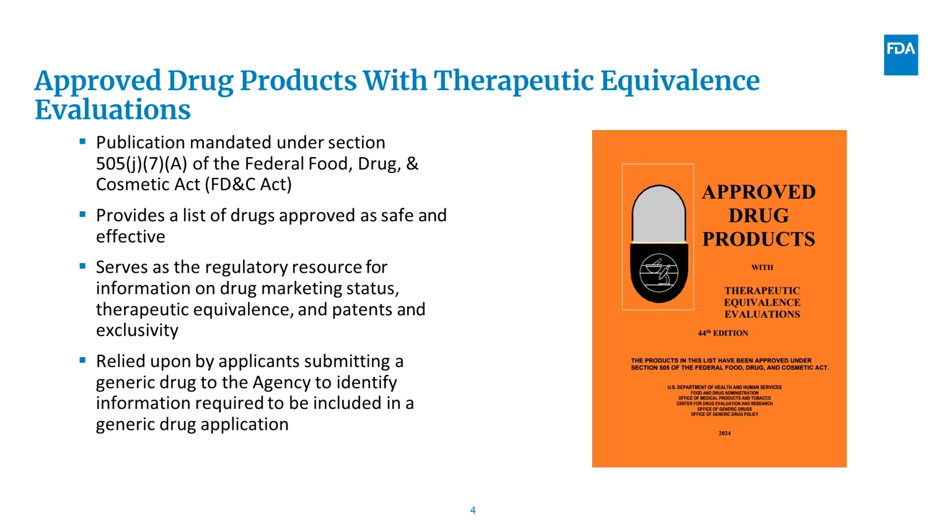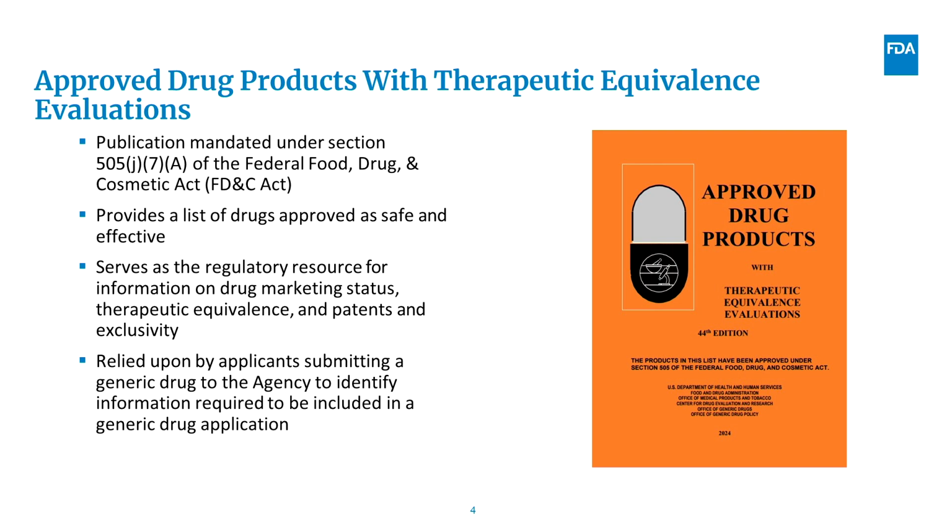We'll begin with some background on the Orange Book. The official title of our publication is Approved Drug Products with Therapeutic Equivalence Evaluations. The first edition was published on Halloween of 1980, so that's why the color orange was chosen for our cover, and hence the nickname Orange Book.